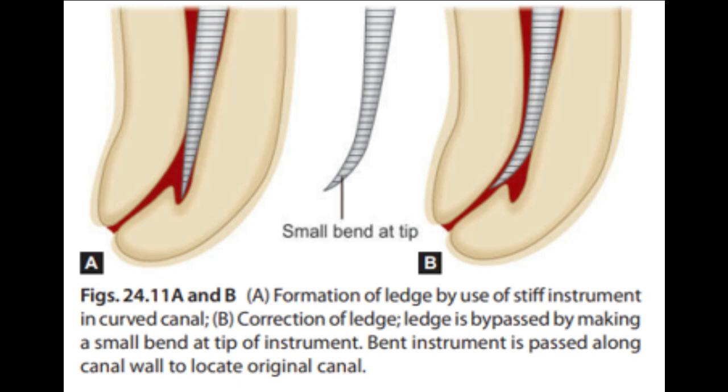Let's look at this. Correction of ledge. The ledge is bypassed by making a small bend at the tip of the instrument. The bent instrument is passed along the canal wall to locate the original canal.